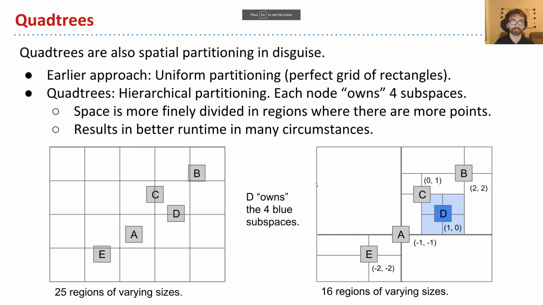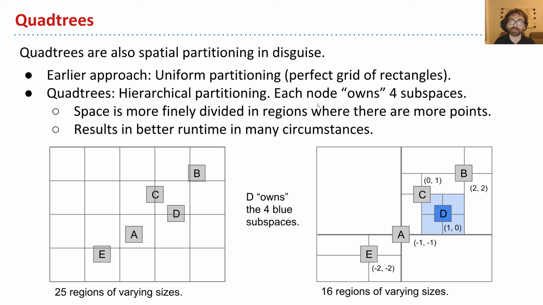All right. So what's going on here? Well, here's something really cool. I love this. This is so neat to me. So quad trees are also just spatial partitioning in disguise. So our earlier approach was building these perfect grids of rectangles. That was called uniform partitioning, sometimes informally spatial hashing. In this new approach in quad trees, we actually have hierarchical partitioning, which is just such a beautiful and rich idea. You can make neat art out of it, honestly.